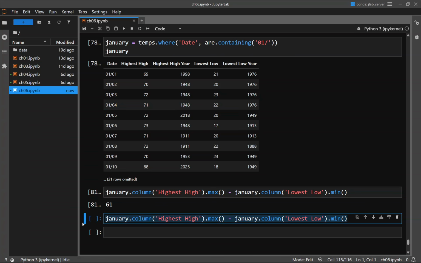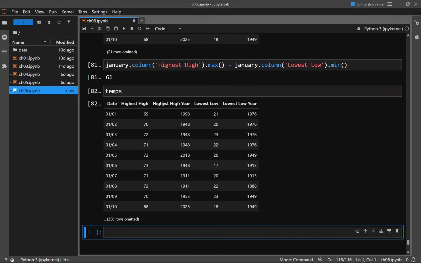Cool. Some of my questions are like, let's see if we can discover global warming. Let's see, so I call it temps. Let's get the highest high years and give me the average highest high year.